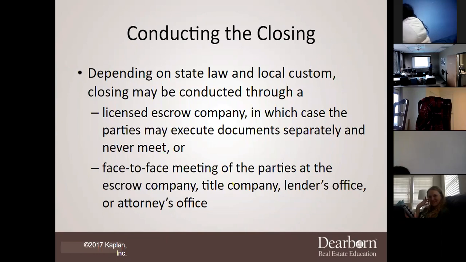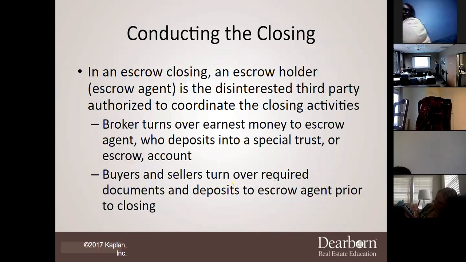So yeah, most of the time, I'm guessing, you're going to want to keep them separate. But sometimes you will do a face-to-face meeting if everything's okay. It's still risky. So that's how we're conducting the closing still. Now we're in escrow. An escrow holder, an escrow agent, is the disinterested third party authorized to coordinate the closing activities. In other words, they are not a part of the transaction in any way. They're just here to close the transaction and go through all the paperwork.